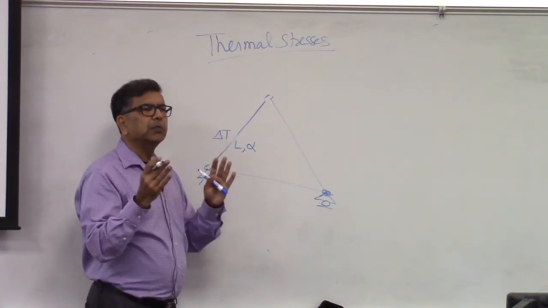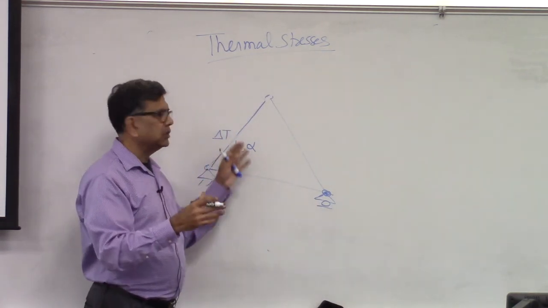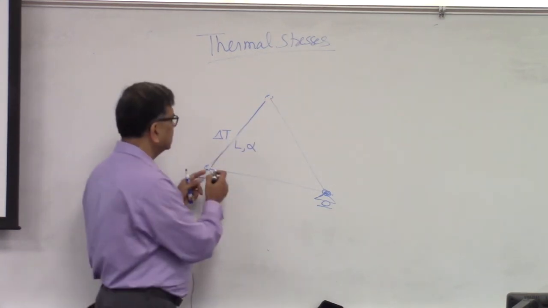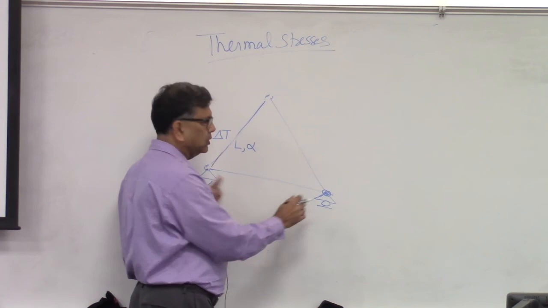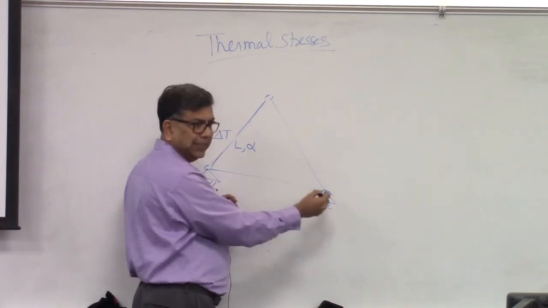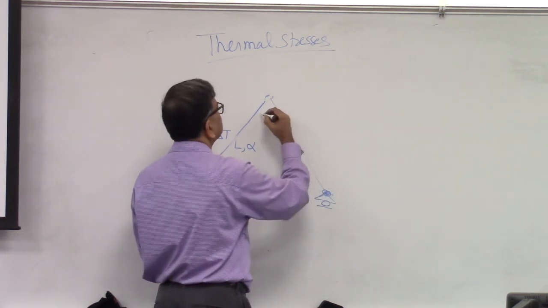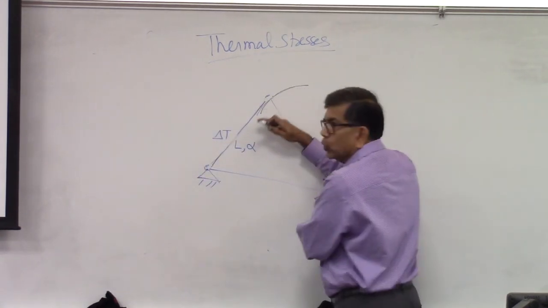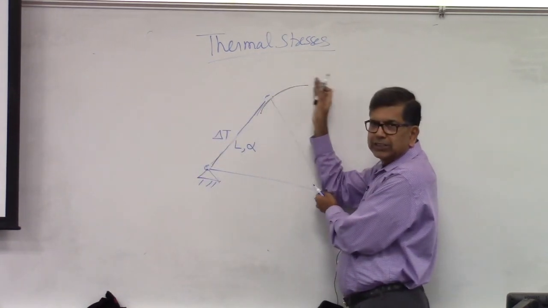Imagine, suppose I give a new truss, three members. This is slightly longer, but these are the same length. Okay, this doesn't want to change length. Okay, so it is just there. This doesn't want to change length initially. That means it has to go in an arc. As long as this member goes in an arc, it's not going to change length.